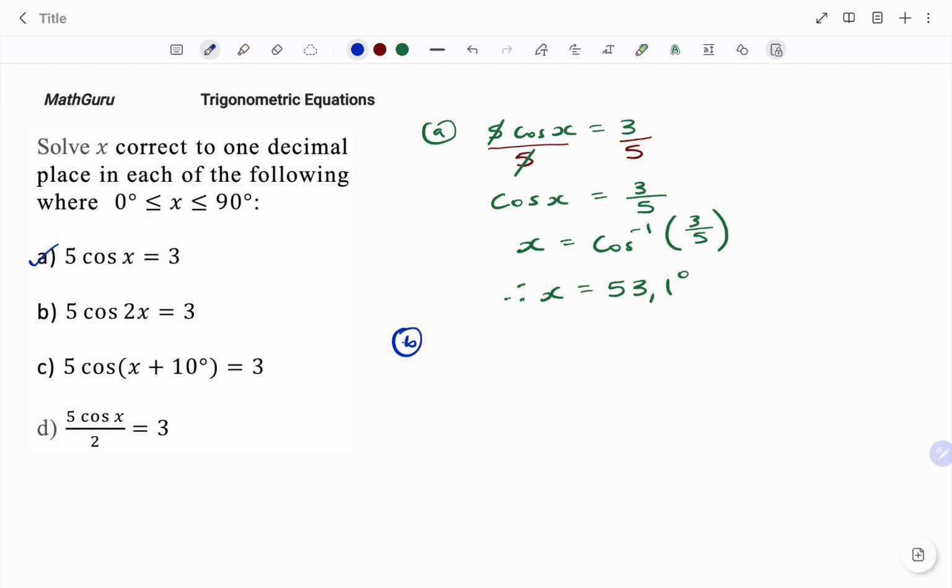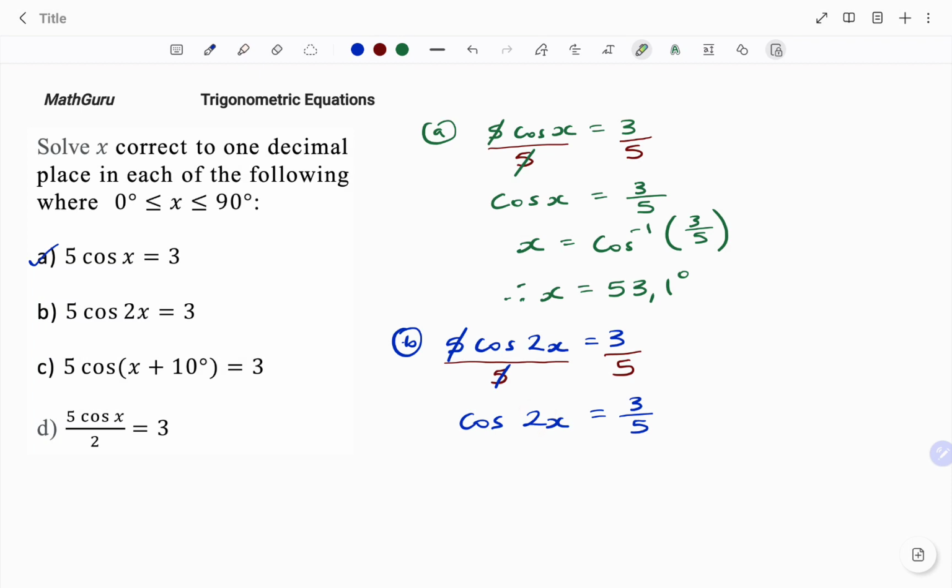The B part says 5 times cos 2x equals 3. Starting with my 5, I'm going to divide both sides by that in order to isolate my trig ratio. So I have 5 and 5, 1. On my left hand side, I'm left with cos of 2x equals 3 over 5. Note that I can't divide both sides by 2 because the 2 is part of the angle.